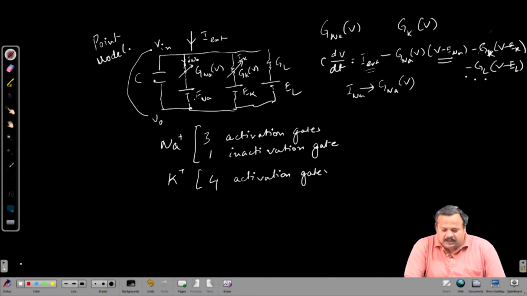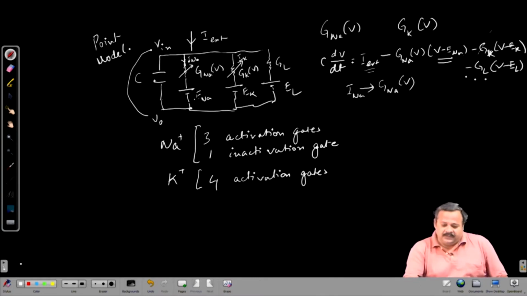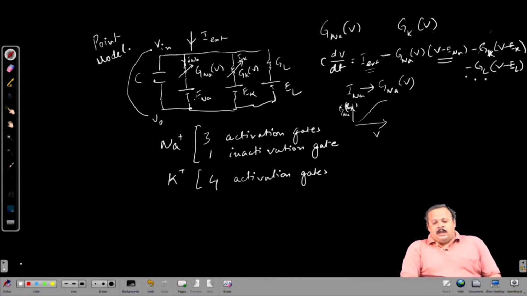So, as we mentioned, for the activation gates, as voltage increases, the peak value of the conductance increases. So, this is the GNA peak at that particular voltage, as we saw last time. Similarly, for the inactivation gate, it is the opposite: with increasing voltage, it has to come down.